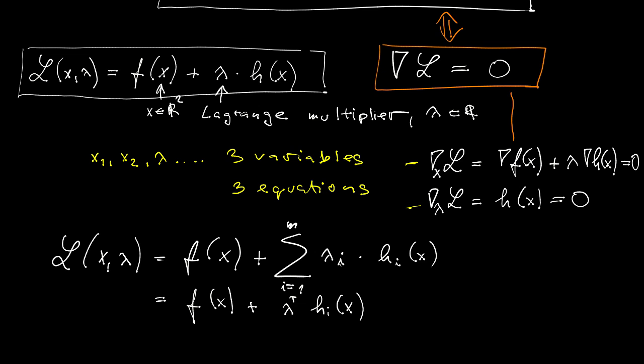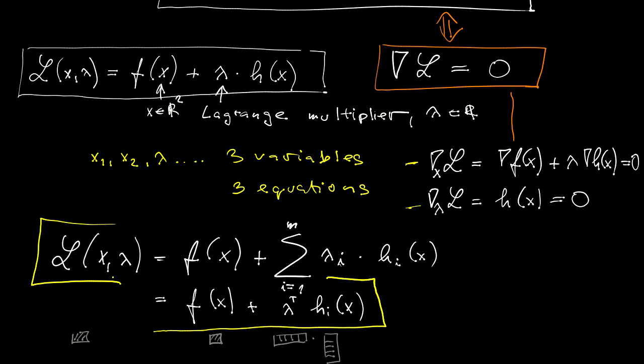Now f is a scalar, of course. Lambda transposed is a row vector, and h is a column vector, so things are compatible here, and the Lagrangian function is a scalar function. So things look pretty neat and straightforward, and indeed they are, with some possible caveat here.